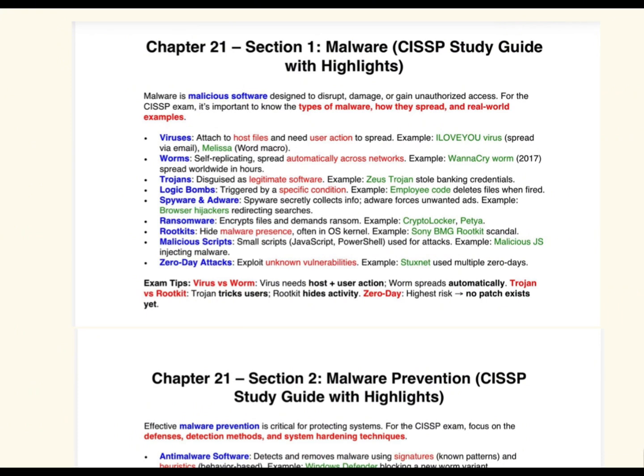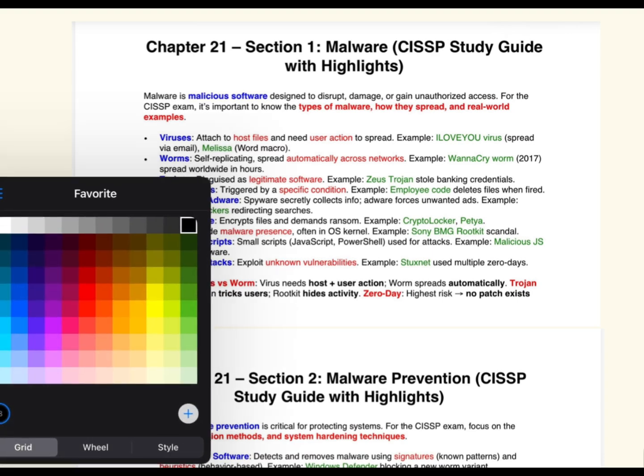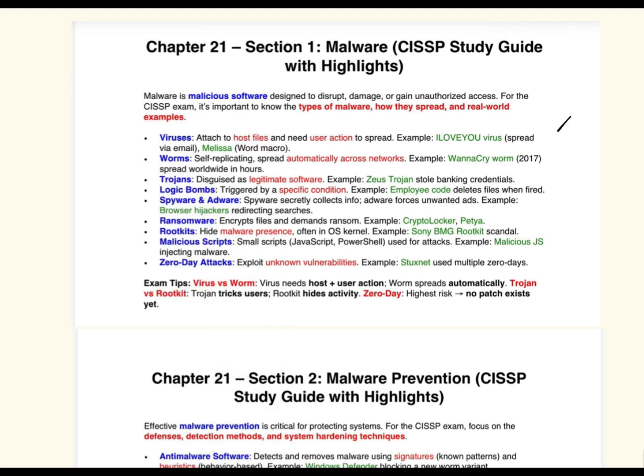Viruses attach to host files or programs and require user actions, like opening a file, to spread. They cannot spread automatically. For example, the I Love You virus spread via email.